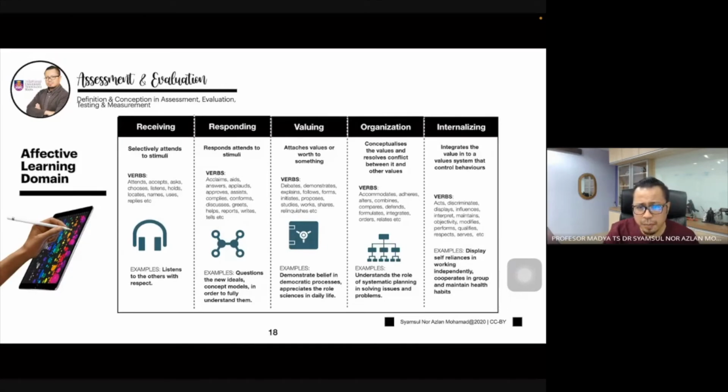And then when they start to attend to the stimulus, to receive and respond, and they know the values of that knowledge, they will start to organize and internalize, meaning that they start to integrate the value, and the value is actually the control system of their behavior. So I will give you one example.